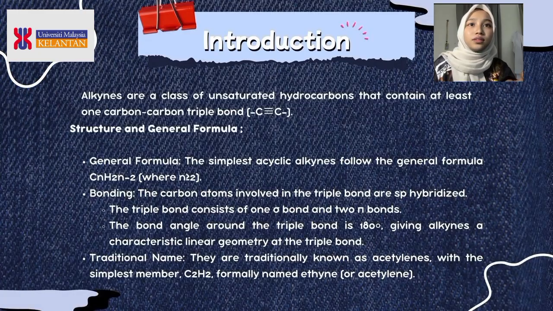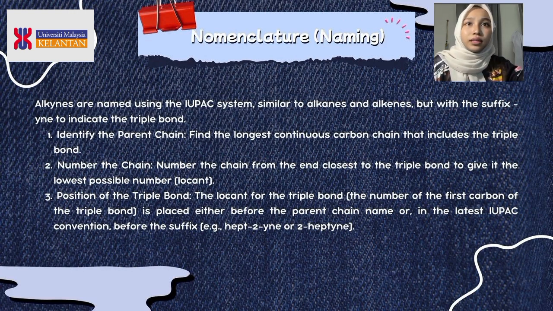Alkynes are a class of unsaturated hydrocarbons that contain at least one carbon-carbon triple bond. Alkynes are named using the IUPAC system, similar to alkanes and alkenes, but with the suffix "-yne" to indicate the triple bond. First, identify the parent chain, the longest continuous carbon chain that includes the triple bond. Secondly, number the chain from the end closest to the triple bond to give it the lowest possible number.